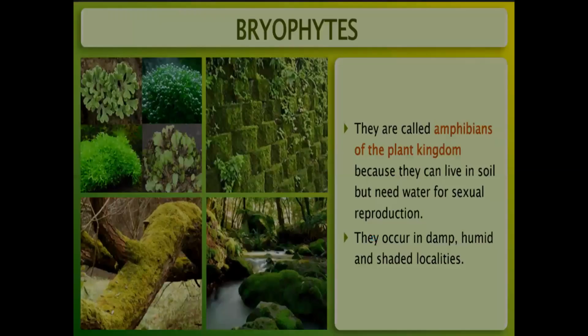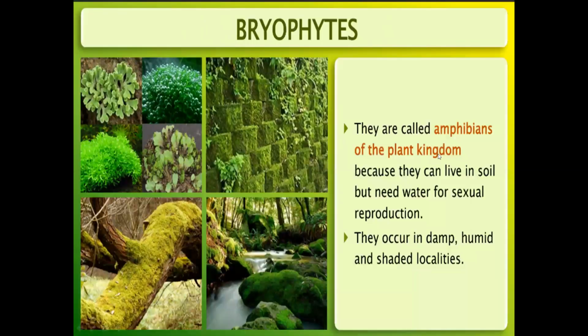Now, bryophytes, they are amphibians of plant kingdom. Very important point. What do you mean by amphibians? They can live both in land and water. Now, why they are called as amphibians? Because they can live in soil, but they need water for sexual reproduction. That is, they have to transfer their gametes using water.